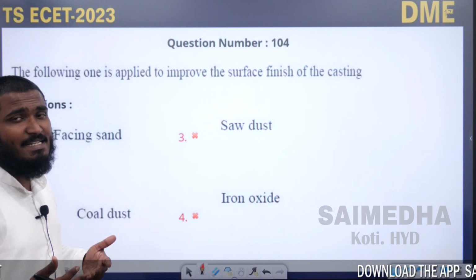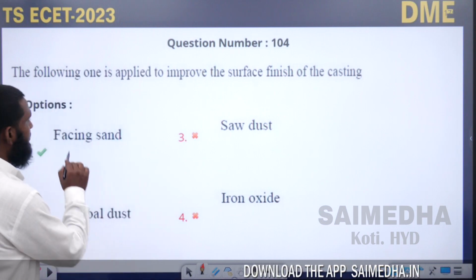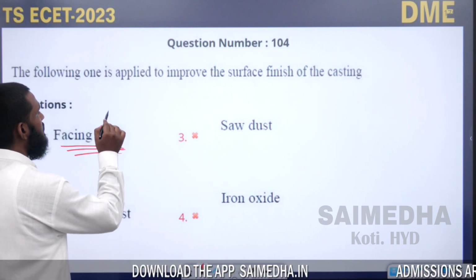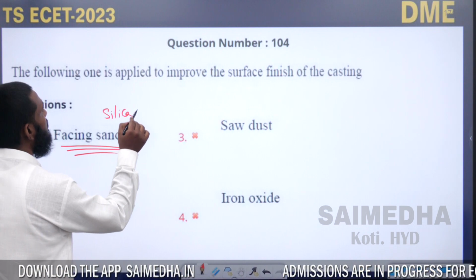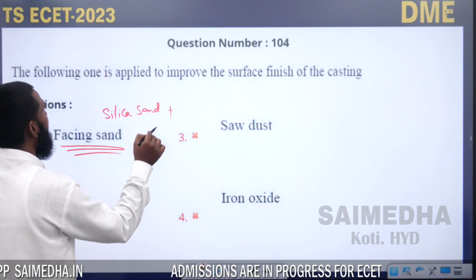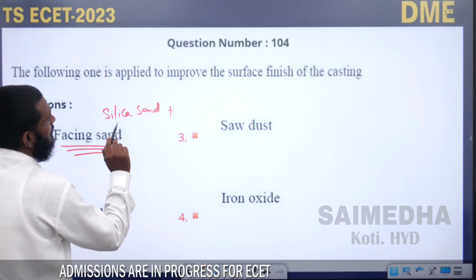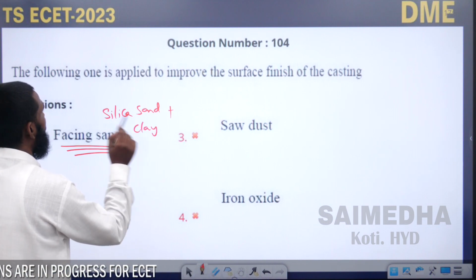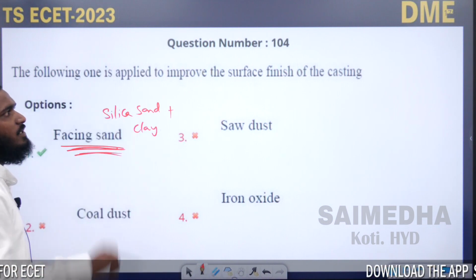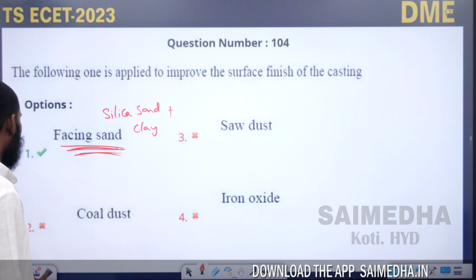So which sand has that composition? Facing sand. Facing sand has a composition of silica sand and clay. That's why we are saying facing sand will give the surface finish of the casting.